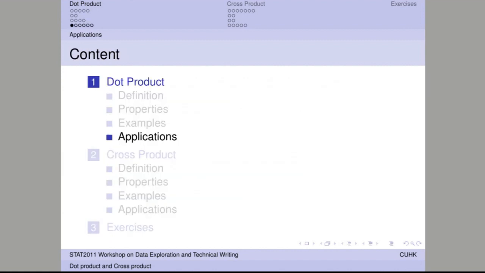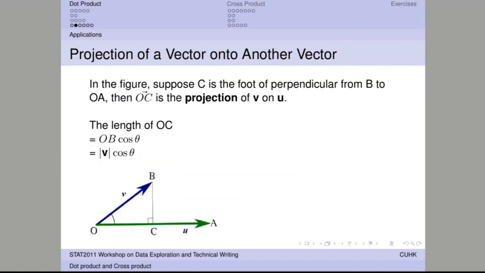Dot products can be applied in 3 areas. The first one is finding the projection of a vector onto another vector. In the figure, suppose C is the foot of perpendicular from B to OA. Then we call vector OC the projection of V on U.